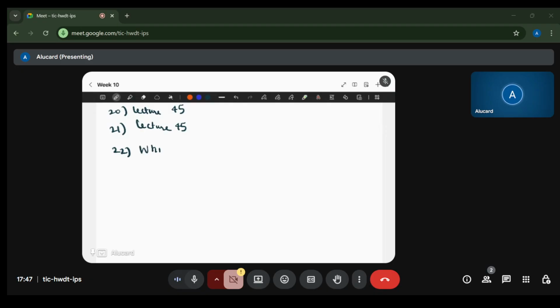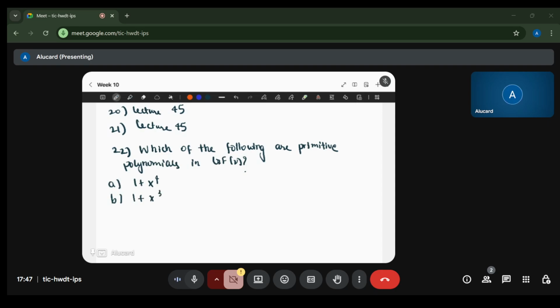Then we have the final question. Which of the following are primitive polynomials in GF of 2? 1 plus x power 4, 1 plus x cube plus x power 4, 1 plus x square plus x power 4, all of the above.